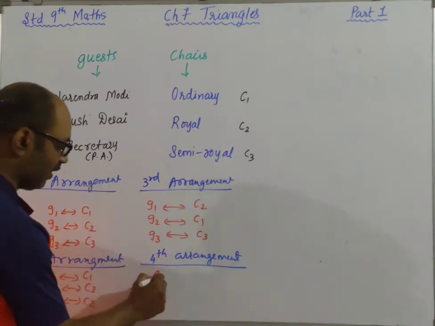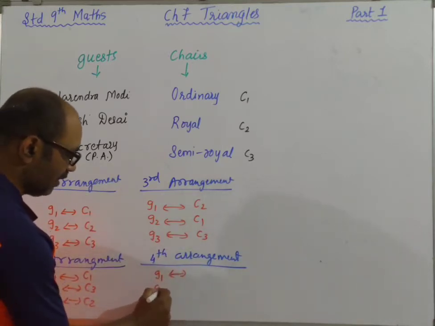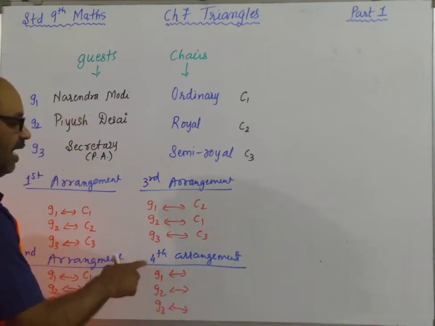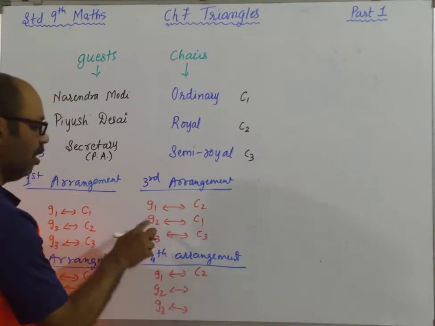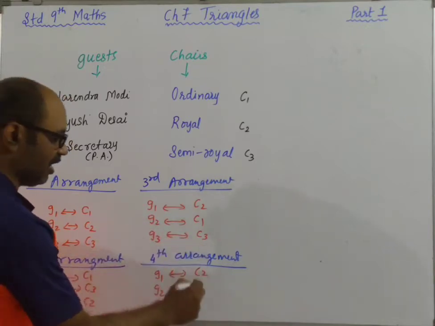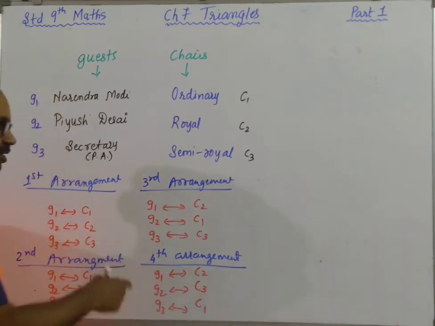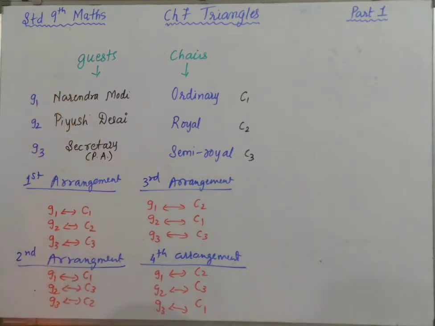Now the fourth arrangement. Guest 1, guest 2, guest 3. Alright. Guest 1 sits on chair 2. But guest 2 sits on chair 3 and guest 3 sits on chair 1. So this is a new arrangement, the fourth arrangement.